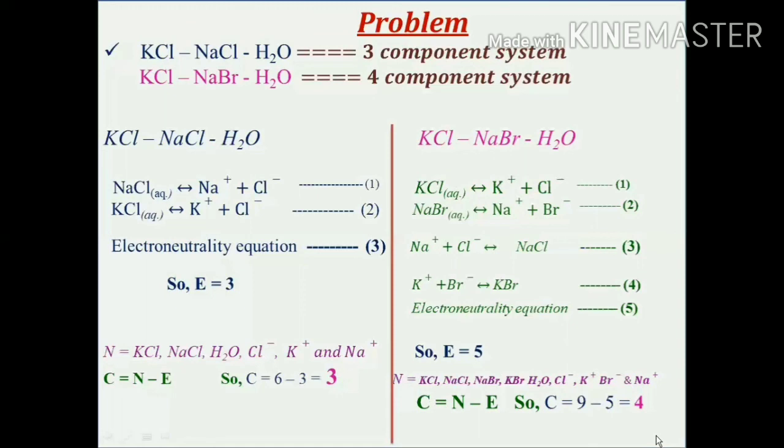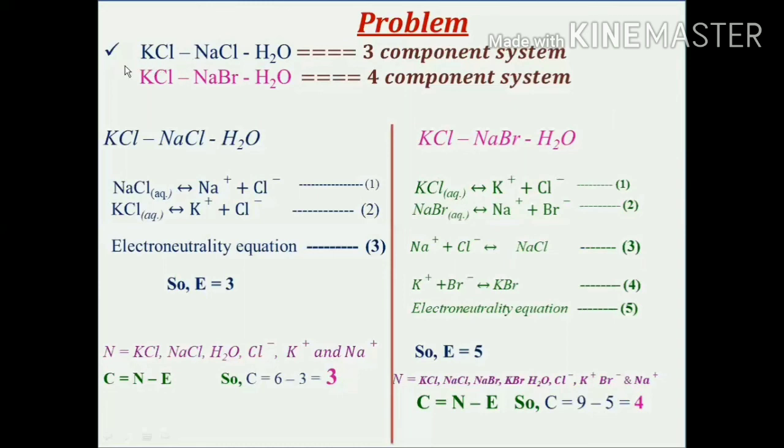It's a very interesting part. So you change just one ion and the number of components is entirely changed. Remember, KCl, NaCl, and H2O are a 3 component system, whereas KCl, NaBr, and H2O form a 4 component system. And this is the explanation that we have just learned about. What was different in these two systems? Just the change of chloride with bromide.